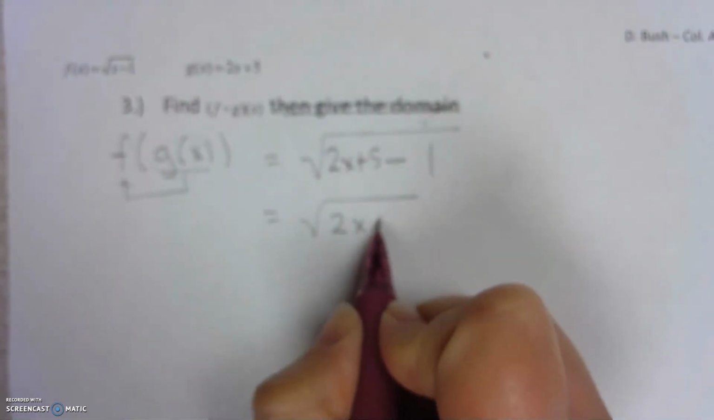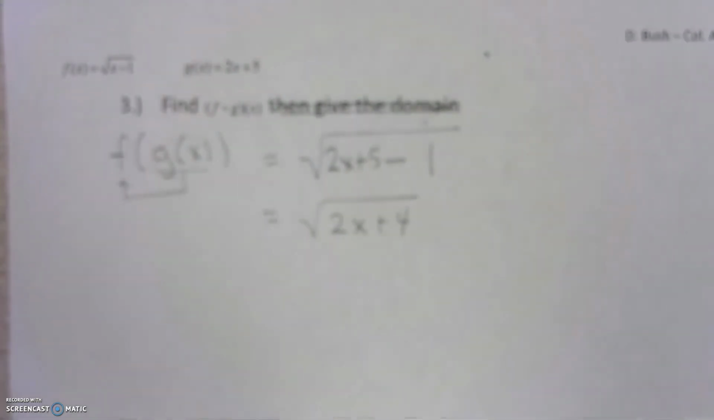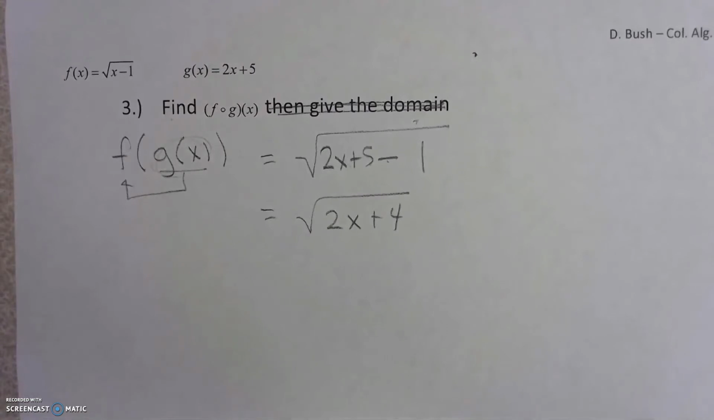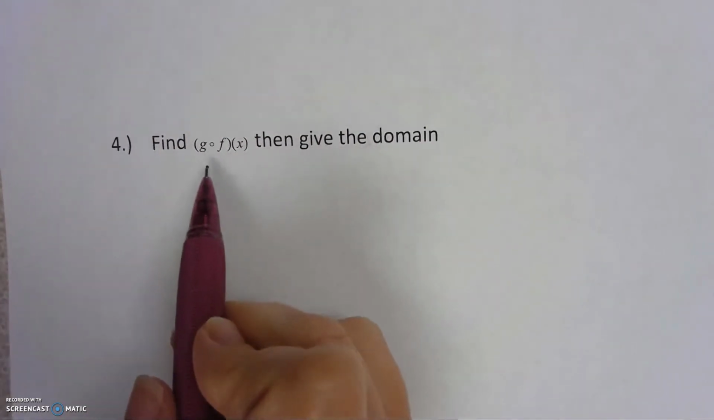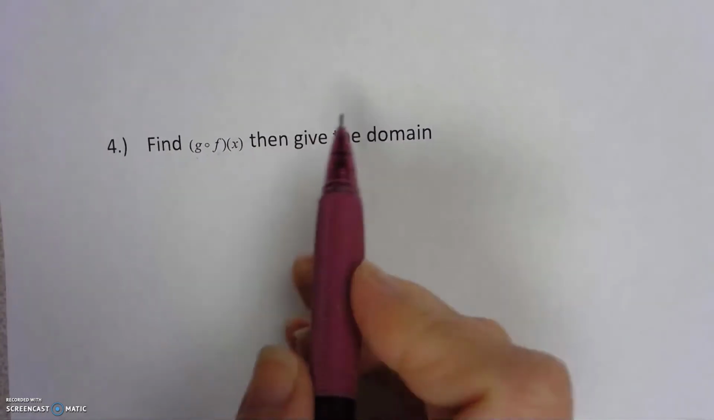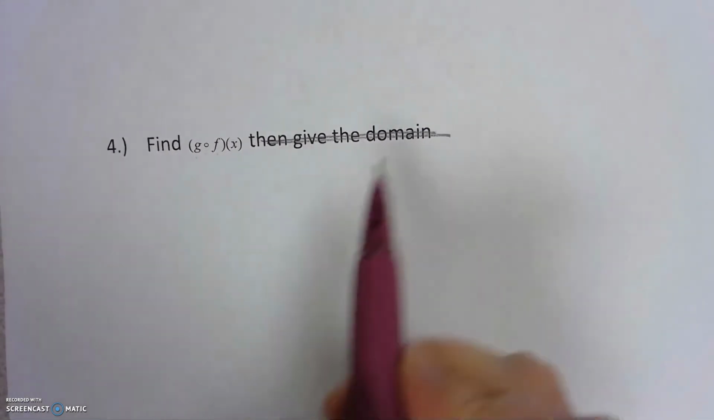Then I would simplify it. 5 minus 1 is 4. They haven't asked for any number. They haven't given me a number and asked me to find the value, just to find the composition of these two functions. This would be my answer. Let's try that same thing. This time g composite f of x. We won't worry about the domain.